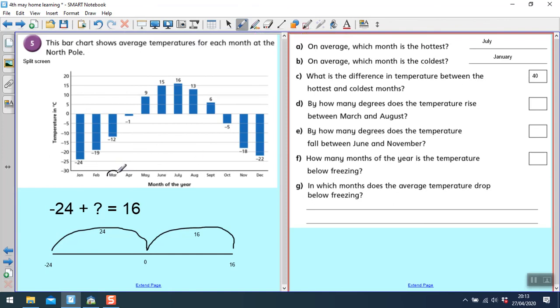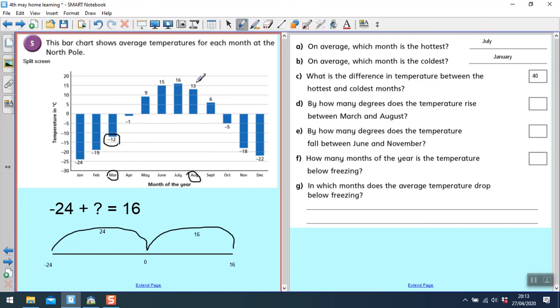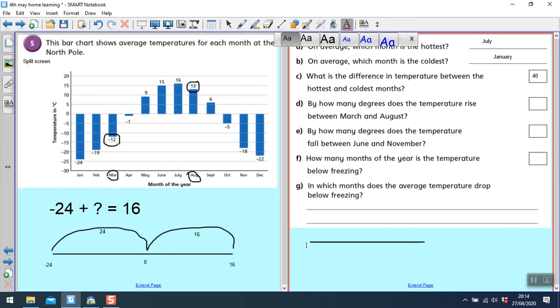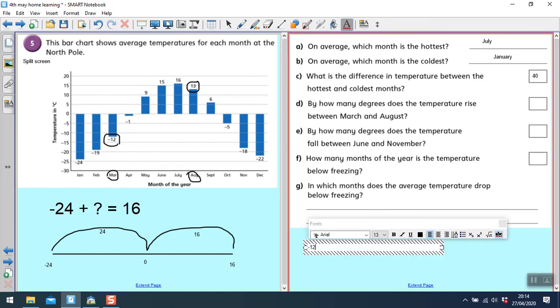By how many degrees does the temperature rise between March and August? So here is March and here is August. So March is negative 12 degrees and August is 13 degrees. That means what is added to negative 12 to get to 13? So what you could do again is get a number line, put negative 12 on one side and put 13 on the other.